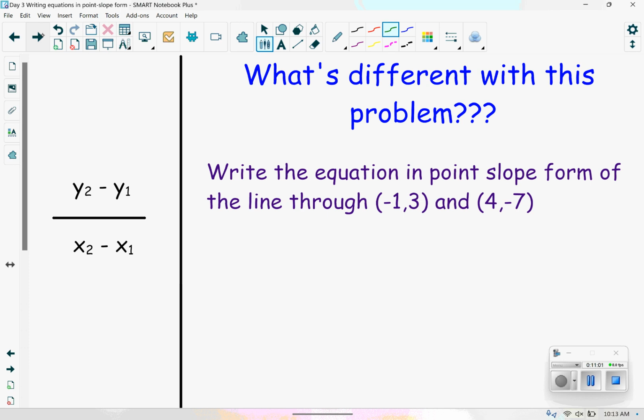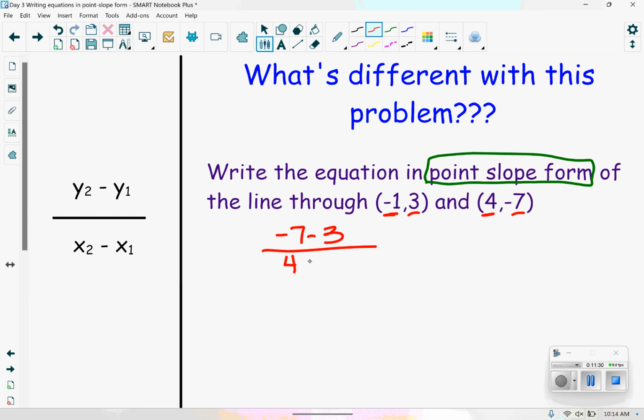Now, what's different with this problem? Write the equation in point slope form of the line through (-1, 3) and (4, -7). The only difference is they didn't give us the slope first. I've got points to work with, I just don't have a slope. Well, we know how to find slope. Oh my goodness, we've been doing it the whole time. So let's go: -7 minus 3 over 4 minus -1. Oop, double negative. So I have -10 over 5, which reduces to -2.